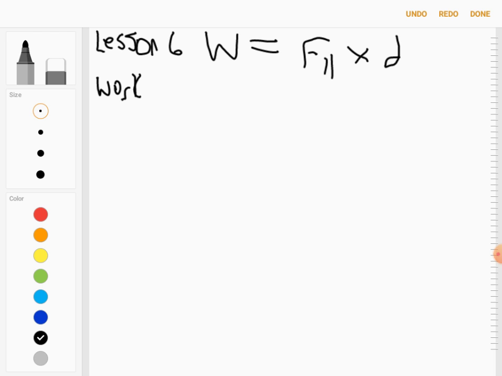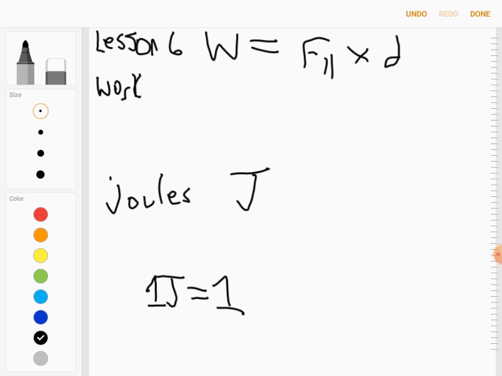For work and energy, the SI unit is joules. Joules is spelled like this, and the symbol for joules is uppercase J. So 1 joule is going to equal 1 newton, uppercase N, times a distance that may be in meters, but it would depend.